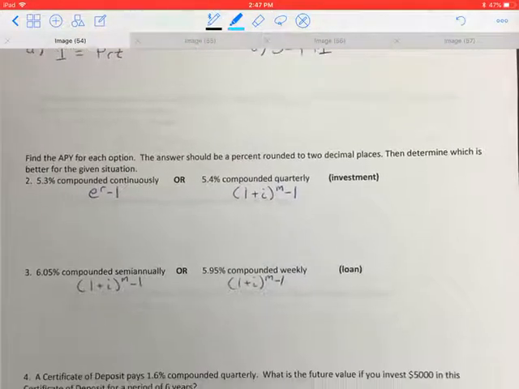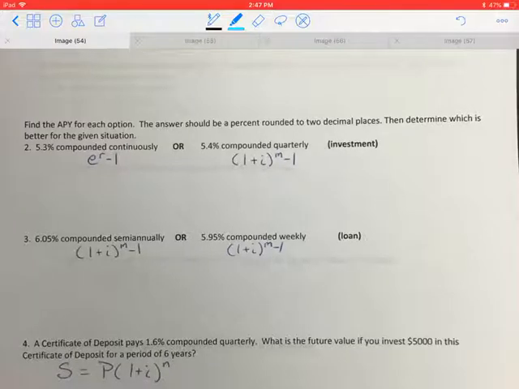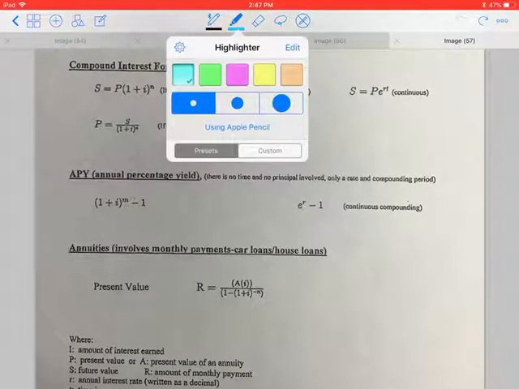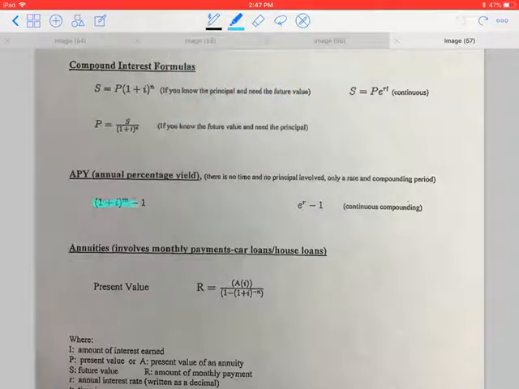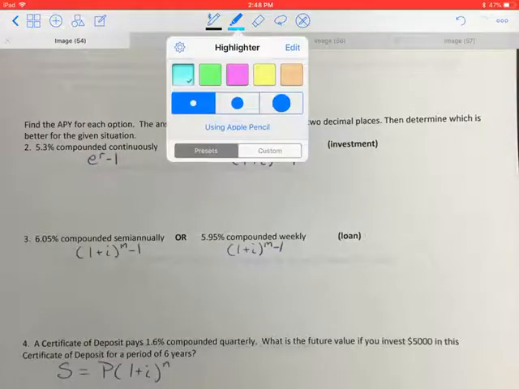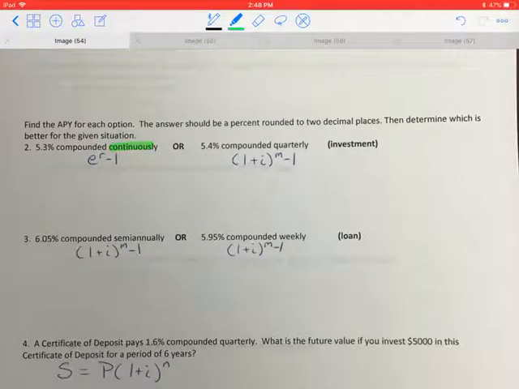All right, so number two, we're asked to find APY. So again, if we flip over to the formula chart, here is APY. Here are the two formulas we're looking at. We've got this one and this one. We only use the second one when we see continuous compounding. So if we go back to our worksheet, this one we do see continuous, and that's why we use the e to the r minus 1. On the second one, we're compounding quarterly, so we just use the regular formula.